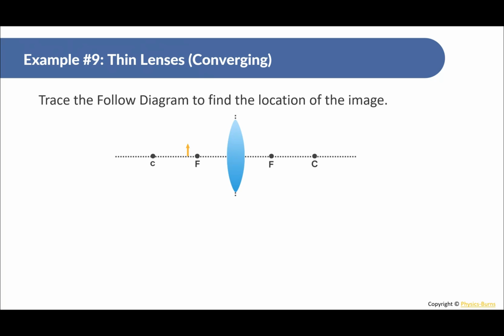Okay. Trace the following diagram to find the location of the image. Okay, so I'm just going to do 2. I'm going to go straight across and then go towards this focal point. Something like this. And then I'm going to go... Let me draw the second part again. Sorry. Something like that. And then I'm going to do focal point. Oops. Change that. Don't have the best pen thing.